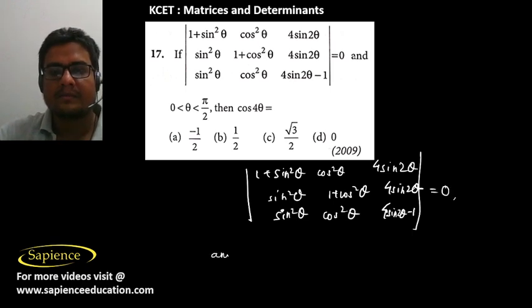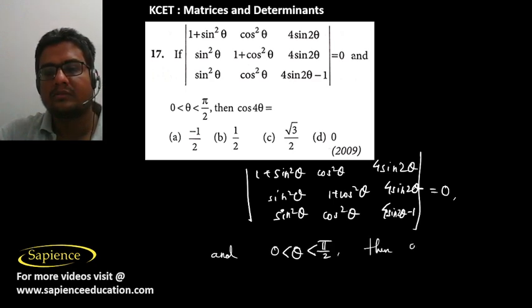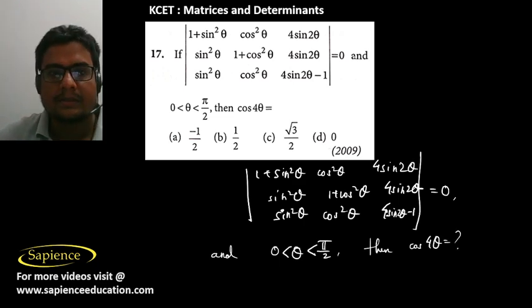And theta is greater than 0 but less than pi by 2. Then cos 4 theta is how much? That we have to find. So now if the determinant of this is equal to 0, theta is greater than 0 and less than pi by 2.